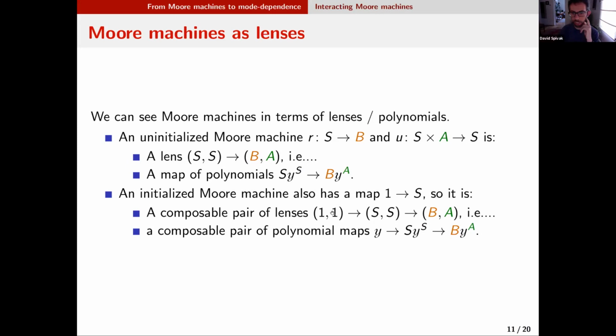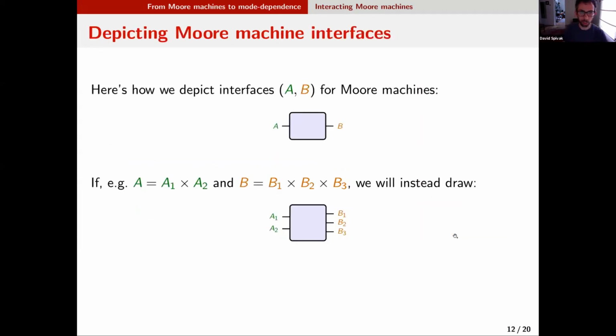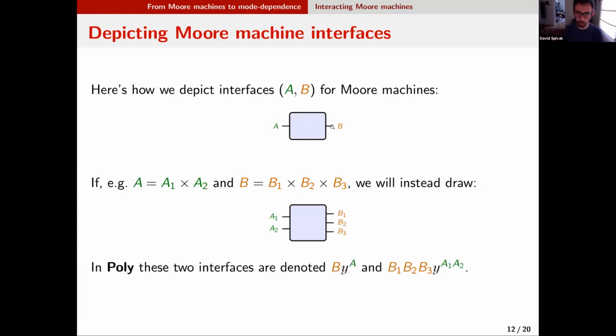So an initialized Moore machine also has this map from 1 to S, but that's really easy. It's just a map from 1 to SS, or a map of polynomials from Y to Sy^S. Okay, so I'm going to depict Moore machines. If the interface is AB, I'll depict it with this AB box, A on the left and B on the right. And if A happened to be a product and B happened to be a product, I could write them as many wires on the left and right. So the box on top would correspond to the polynomial By^A. The exponent is on the input side. And the one on the bottom is B1 B2 B3, the product, Y to the A1 A2.